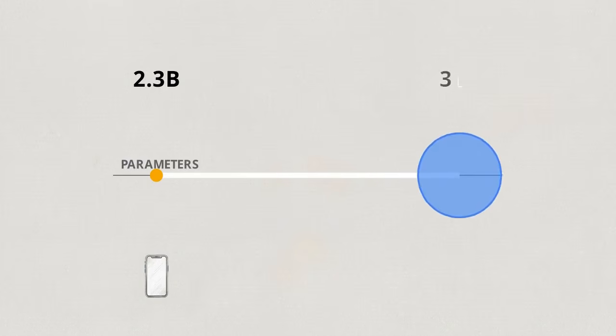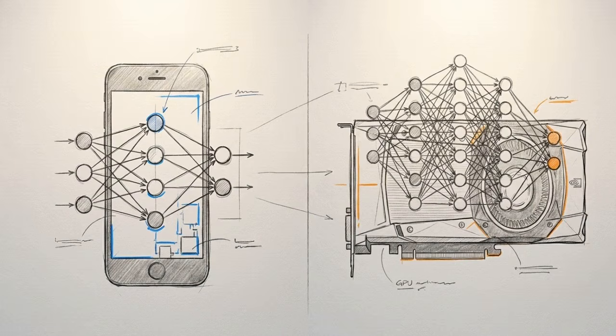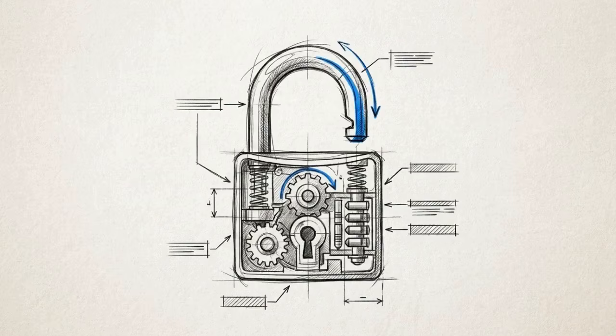The lineup runs from the 2.3 billion parameter edge models designed for mobile devices all the way up to a 31 billion parameter dense model built for high-end workstations. Instead of using a one-size-fits-all approach, DeepMind engineered entirely distinct neural architectures for each size variant. The goal is to maximize the intelligence extracted per parameter by tailoring the network to the specific hardware it will run on. This release operates under an Apache 2.0 license.